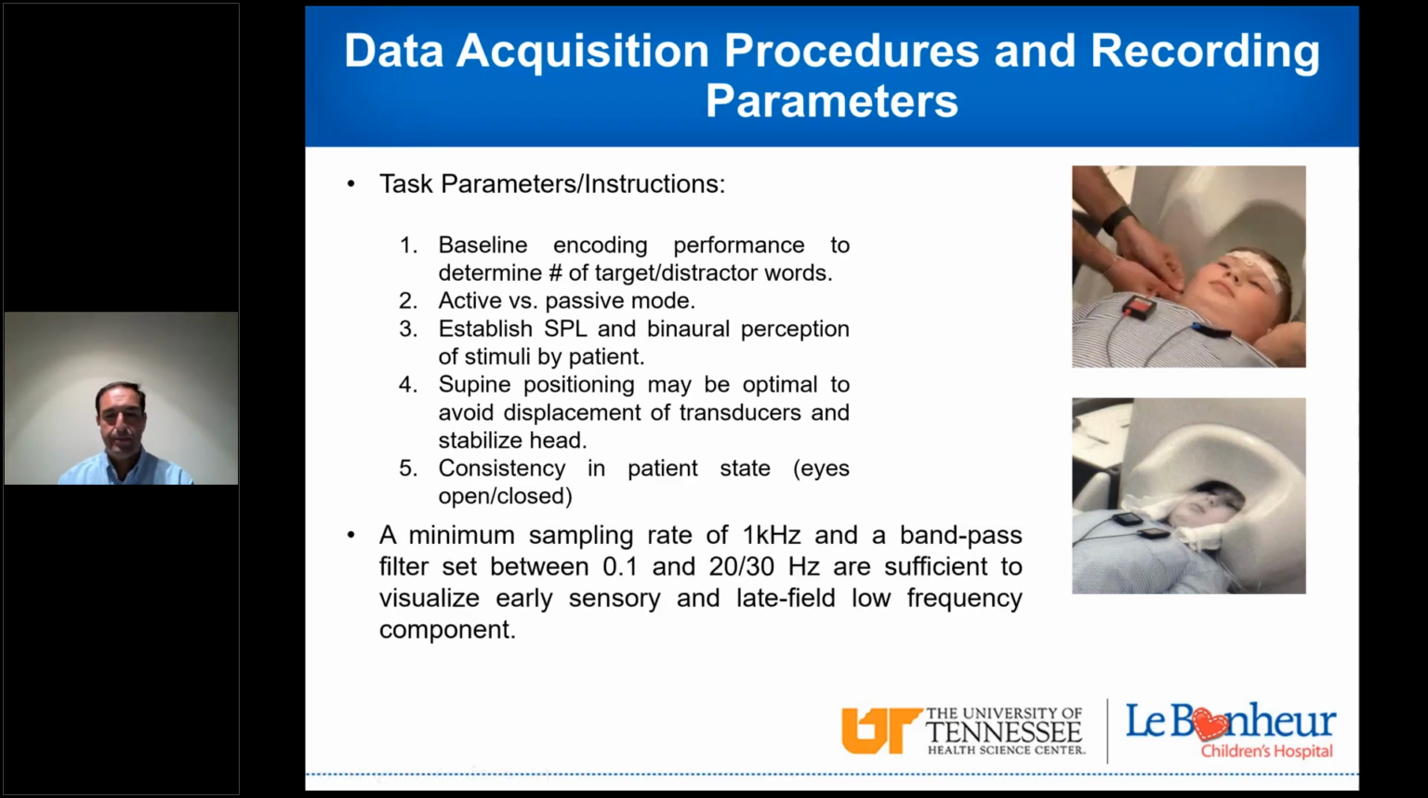Generally, we sample at the minimum sampling rate of the system, 1 kilohertz, and we set an online bandpass for viewing of 0.1 to 20 hertz. We find that to be adequate in distinguishing the early sensory response that's associated with the physical characteristic of the stimulus and the late field low frequency response, which is about 200 to 800 milliseconds, which encompasses, or should encompass, engagement of language specific cortex.